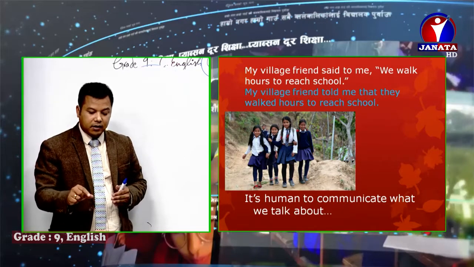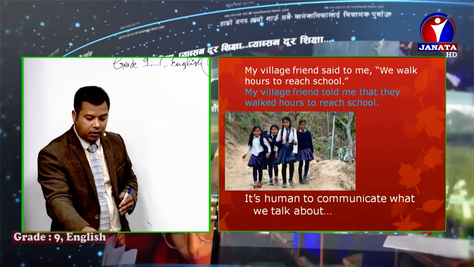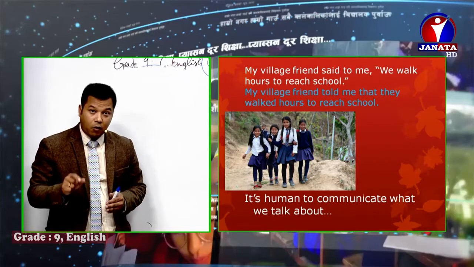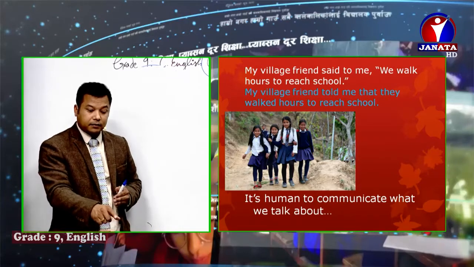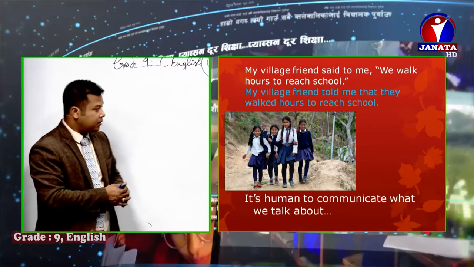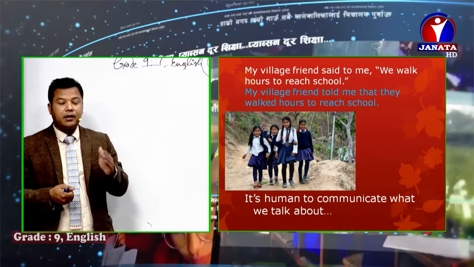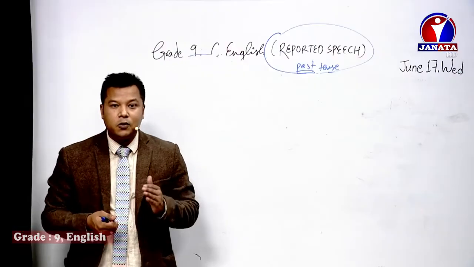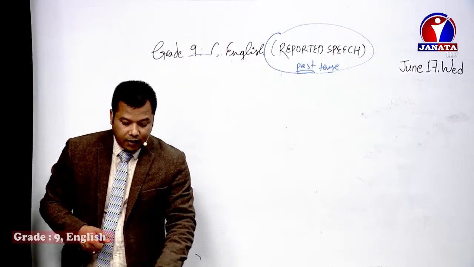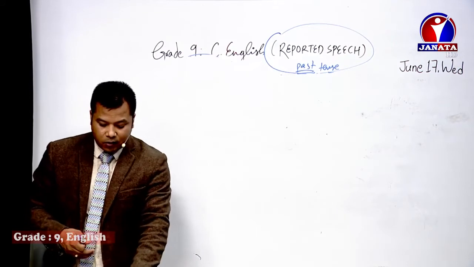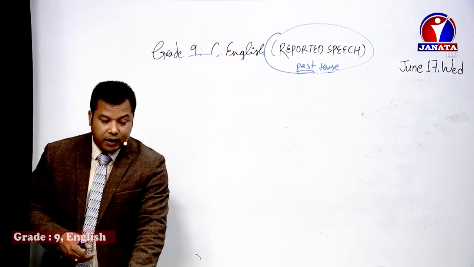Now look at the difference. In the direct speech, there is walk, but in the indirect speech, the same verb walk now becomes walked. That happens because of the explanation that I have made. It's a specific rule you have to abide by. It's human to communicate what we talk about, and therefore we keep on sharing ideas.